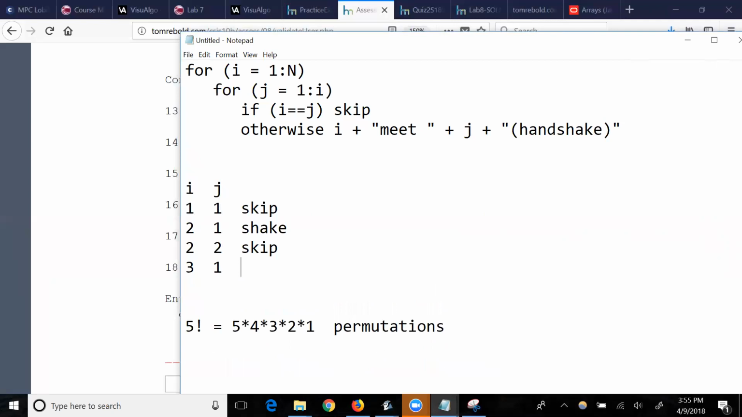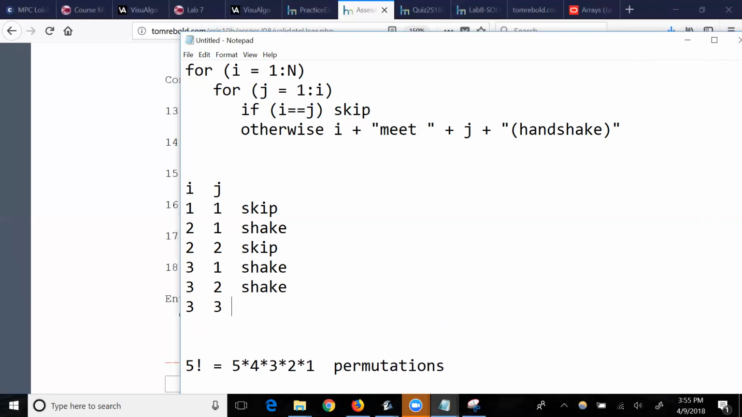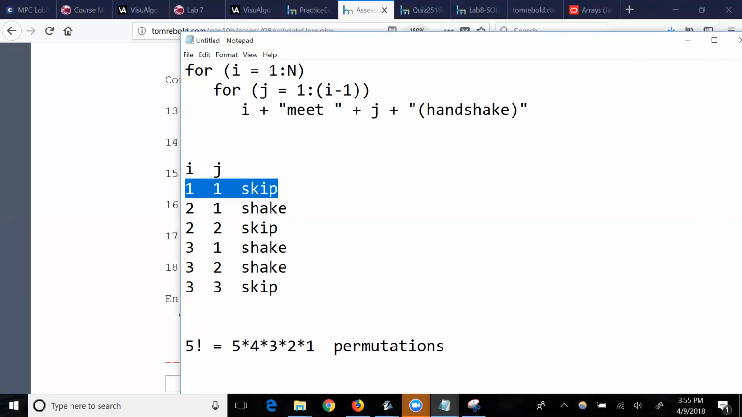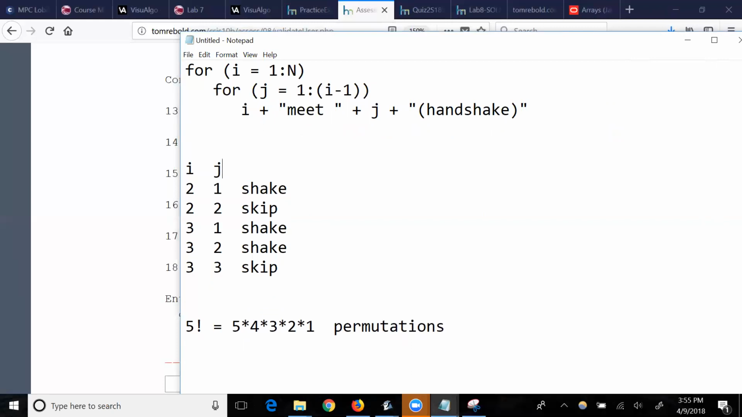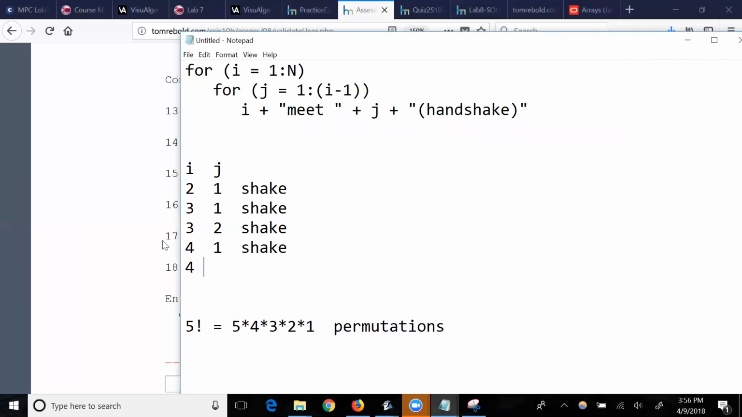But then you're going to have 3, 1. That's going to be a shake. 3, 2 is going to be a shake. 3, 3 is going to be a skip. Maybe we should just change the loop so it says 1 to i minus 1. That would be a little bit easier. Then we wouldn't have to do any of those skips. So for 1, this is a new contact, right?